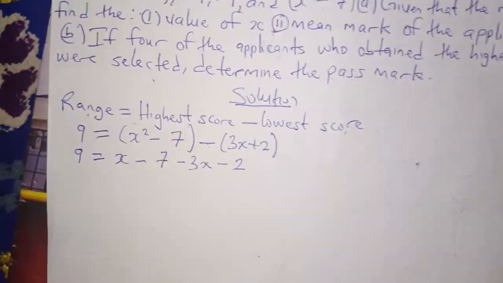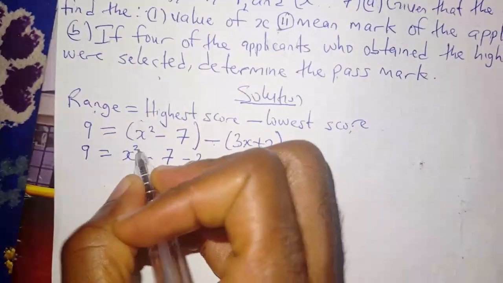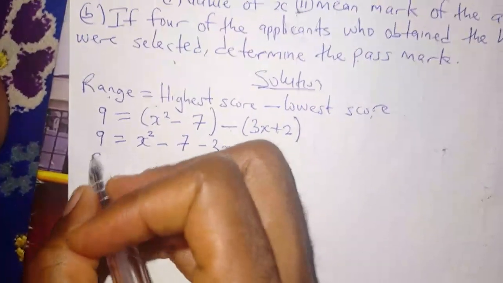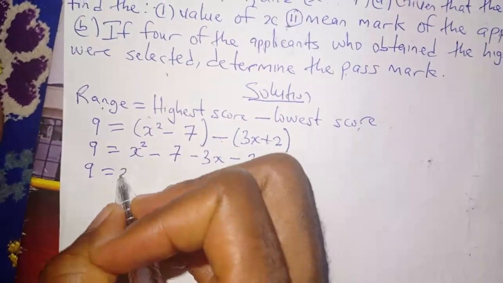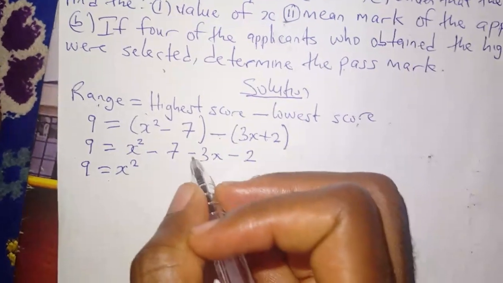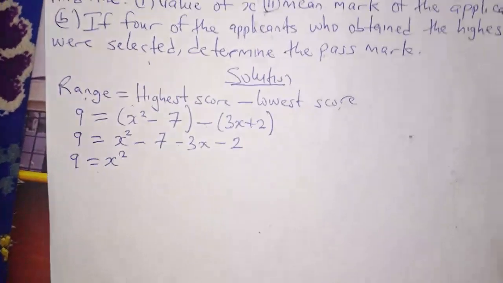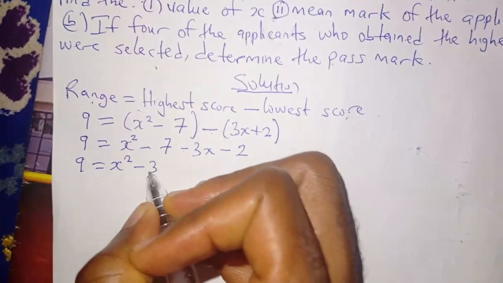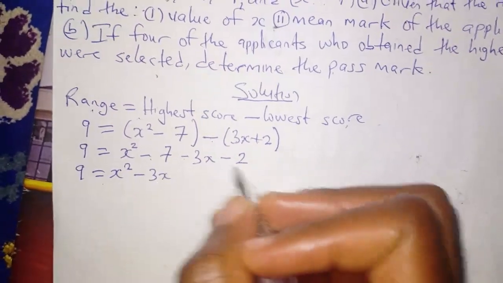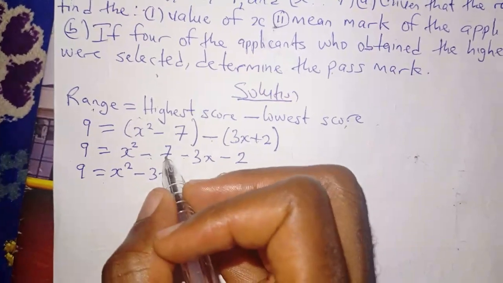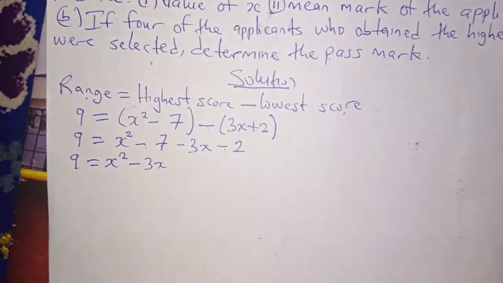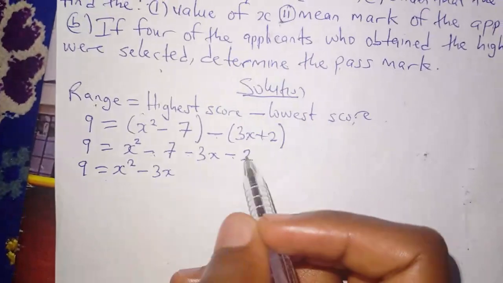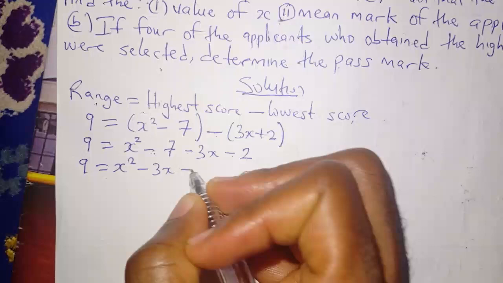So sorry, this is x squared. So remember this is x squared. 9 equals x squared. Then I want minus 3x to follow it because this is looking like a quadratic equation already. So minus 3x will follow. Then these two are like terms, minus 7 and minus 2. Both do not carry x, so we can put them together. Minus 7 and minus 2 will give us minus 9.